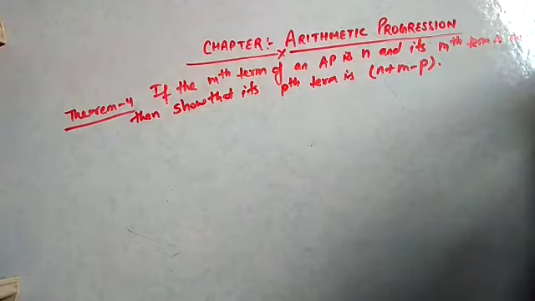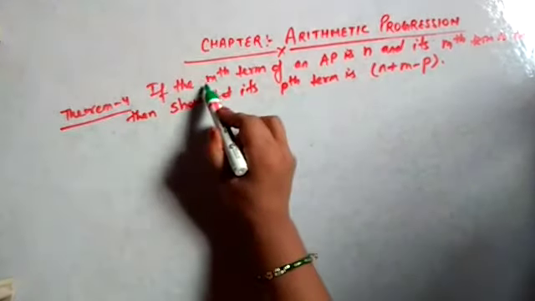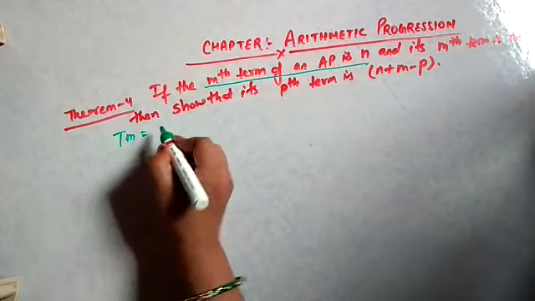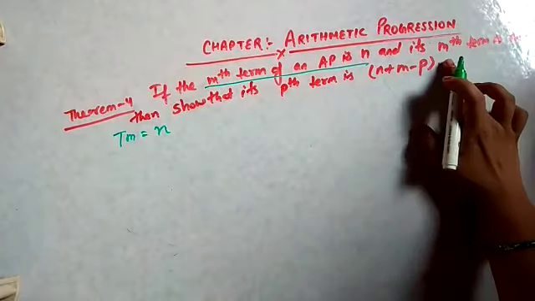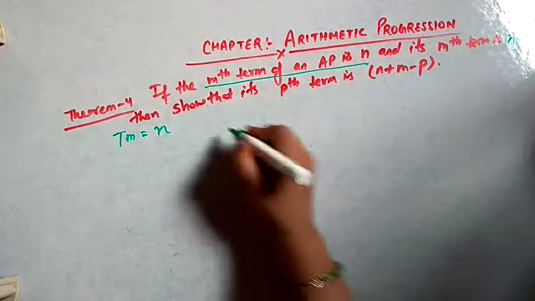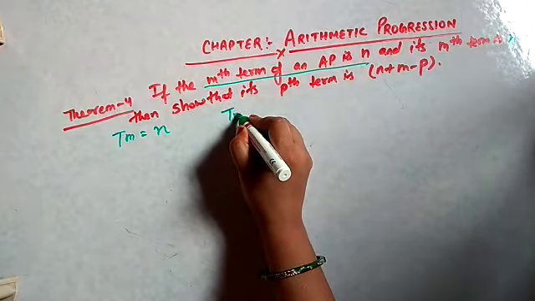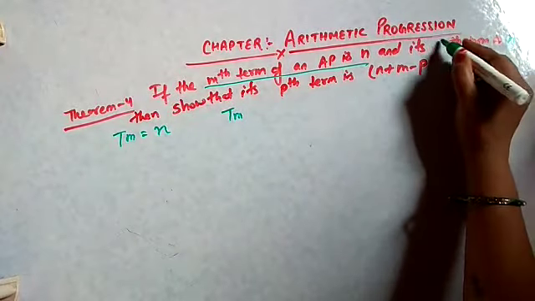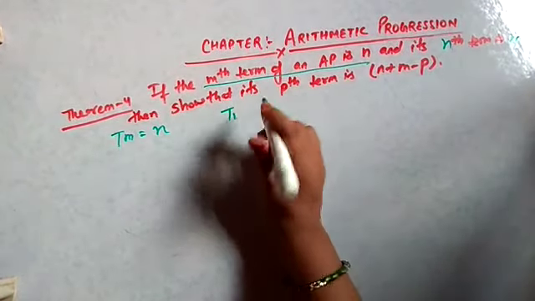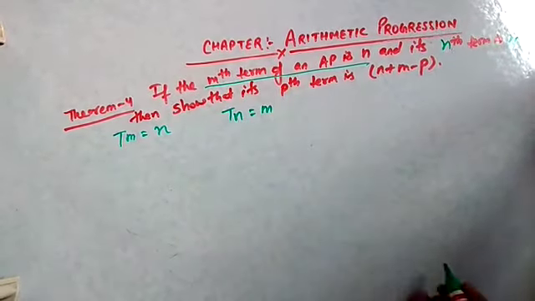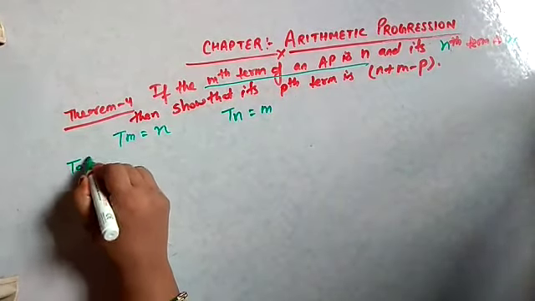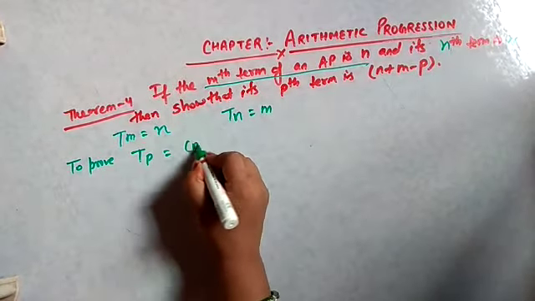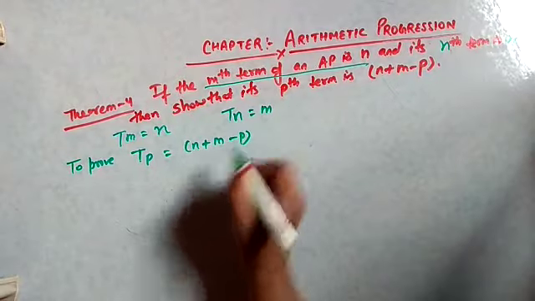See, according to theorem 4, the mth term of an AP is n, it is given that Tm equals n. So Tm equals n. The nth term is m, so here the nth term is m. We have to prove that the pth term equals n plus m minus p.